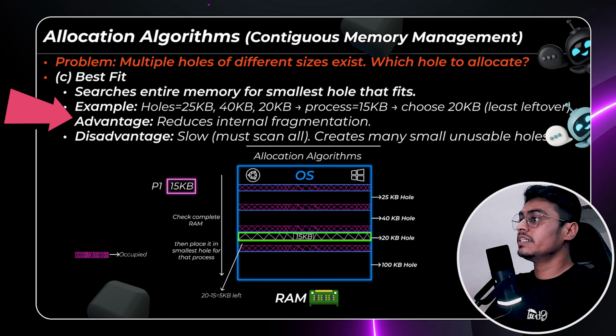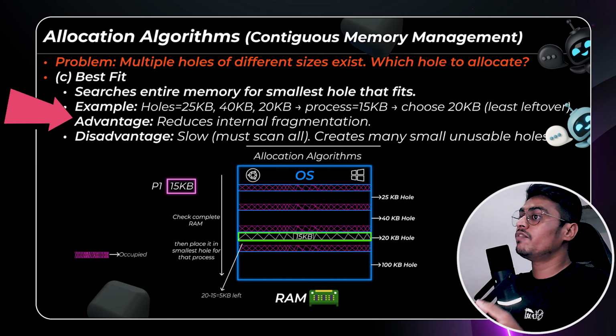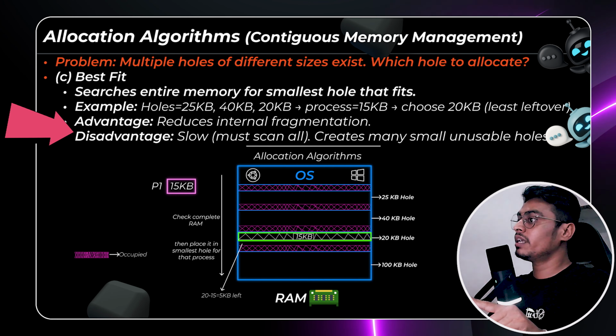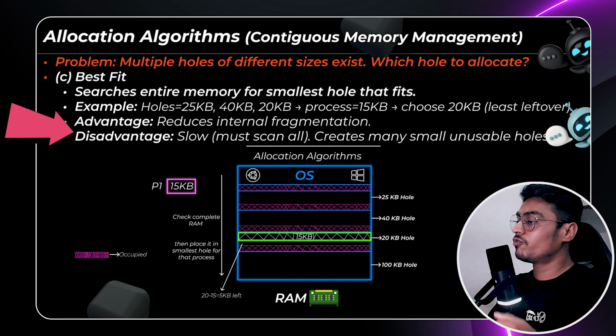The advantage is reduced internal fragmentation and efficient space utilization. The disadvantage is slow performance since it must search the entire memory before making an allocation decision, and additionally it tends to create many small holes that may be too tiny for future processes.